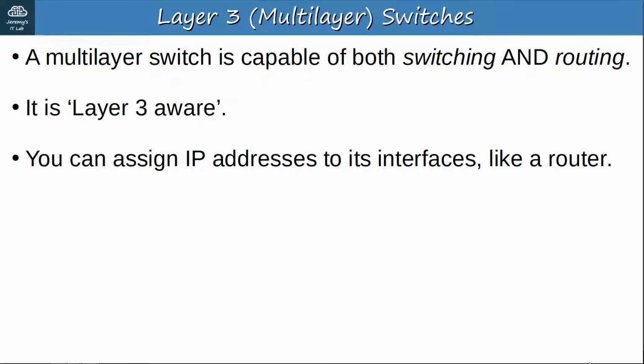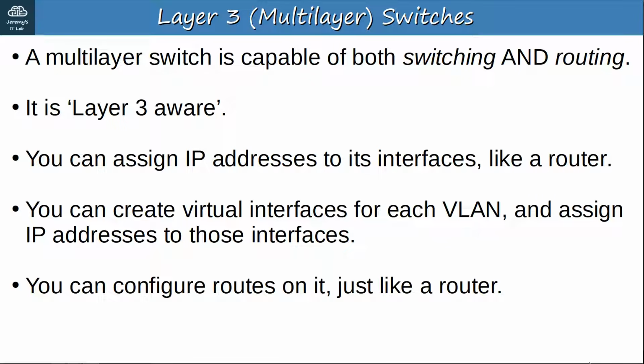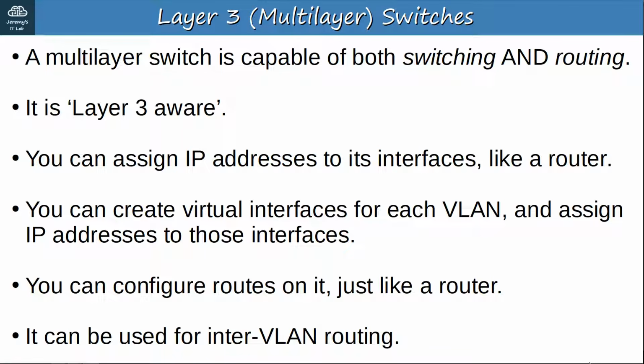You can assign IP addresses to its interfaces like a router. Previously, we haven't assigned any IP addresses to switches, only routers. With a layer 3 switch, you can configure routed ports, which function like an interface on a router. Not just physical interfaces, but you can also create virtual interfaces for each VLAN, and assign IP addresses to those interfaces. These are not separate physical interfaces, but virtual interfaces in the software of the switch that can be used to route traffic at layer 3. You can configure routes, like static routes, on a multi-layer switch, just like a router. Finally, it can be used for inter-VLAN routing.